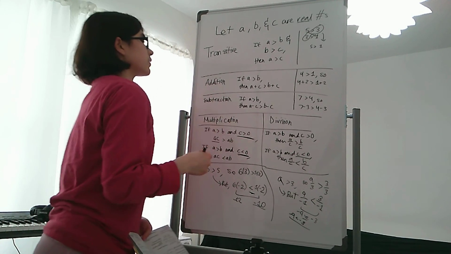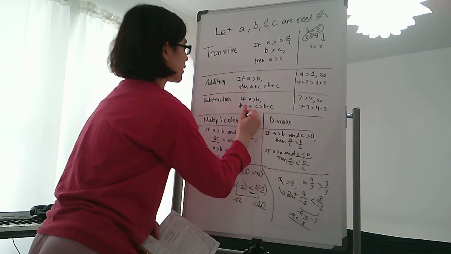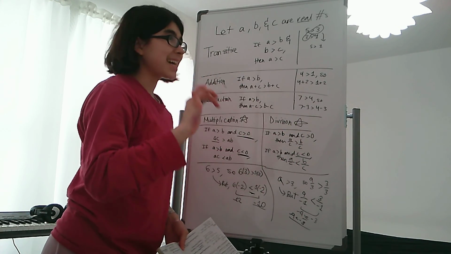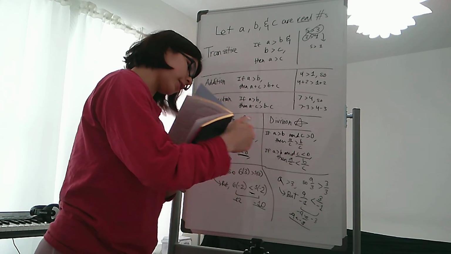But the key difference here is these two at the bottom, multiplication and division. Do not overlook that, because it does matter a lot in inequalities.